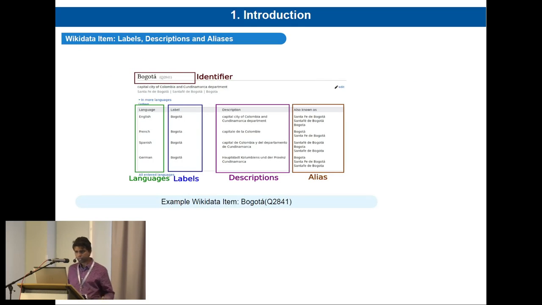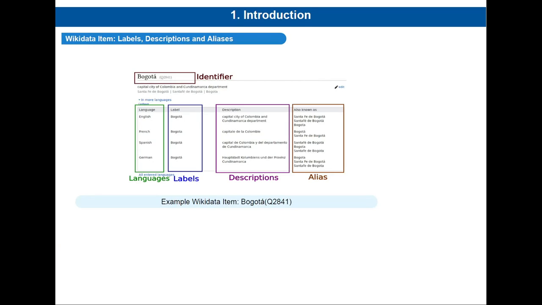So you have been here for the past 2 days, and by this time you have seen many articles. I just want to point out what I am looking for on a Wikidata item. So this is a Wikidata item, Q28411, which is Bogota, the capital city of Colombia. You have four parts here: the languages, the labels, the descriptions, and the aliases. For different languages, you have the label and the description, as well as any aliases, also known as, that you could see.